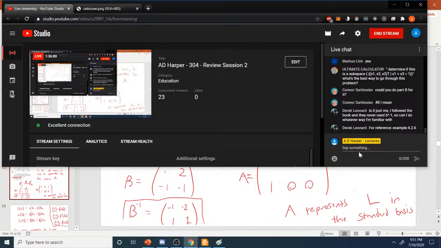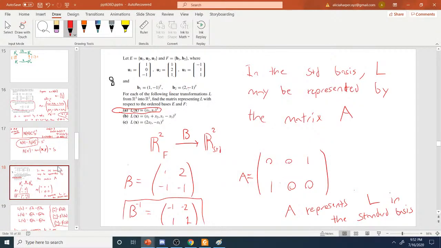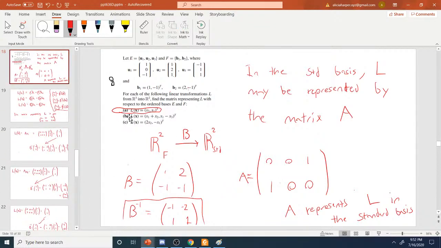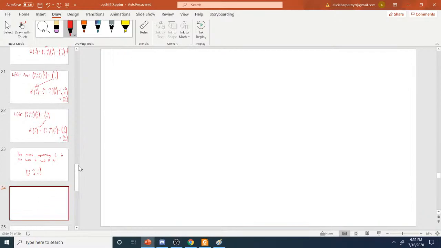Okay, so I'm going to do another example from this problem because it seems that's popular demand. So I'm going to do part B of problem 8.